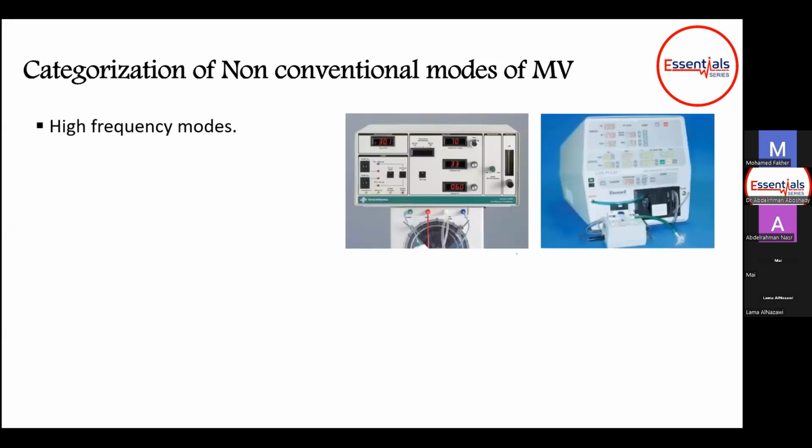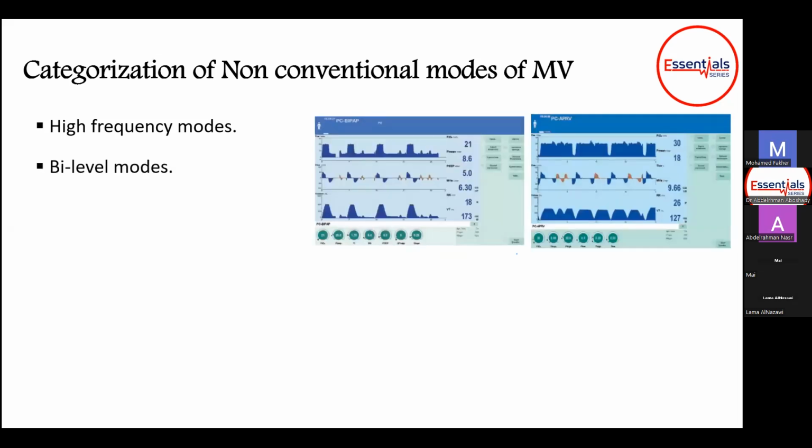These are modes that give breaths more than 150 breaths per minute, like the high frequency oscillatory ventilation and the high frequency jet ventilation. This is not our topic today. We have bi-level modes giving 2 levels of CPAP, allowing spontaneous breath on each level, like the BiPAP mode and the APRV mode. They look the same. They are exactly the same and they are exactly opposite to each other.